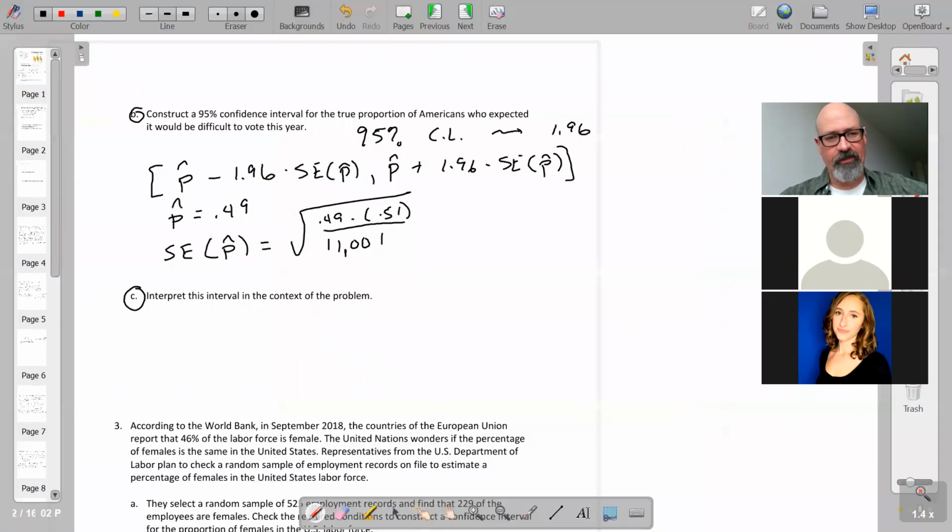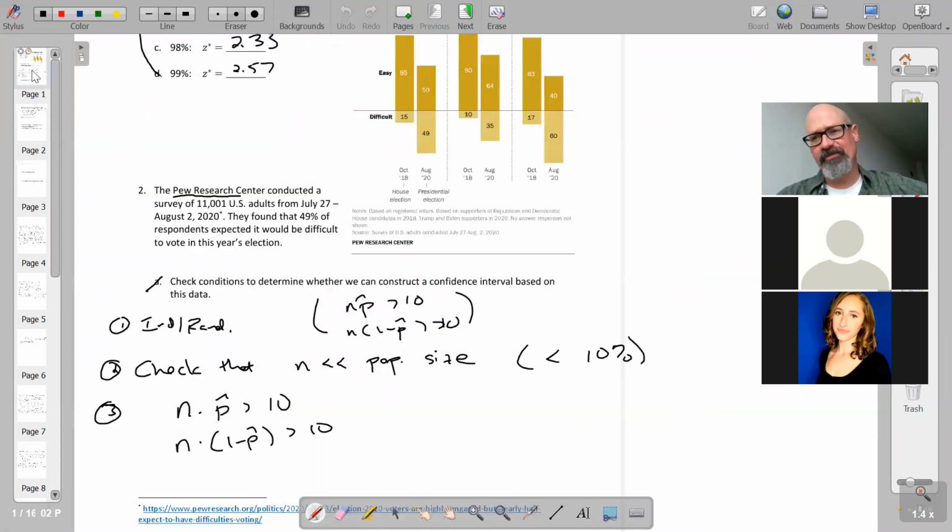So let's see. There's probably one more thing to say here. If you're talking about interpreting in the context of the problem, what most people are going to say is something like, well, we have some interval of numbers, and you're 95% confident that the true proportion of voters that expect that it will be difficult to vote in the 2020 presidential election falls within that interval. But what does it mean that that's true?